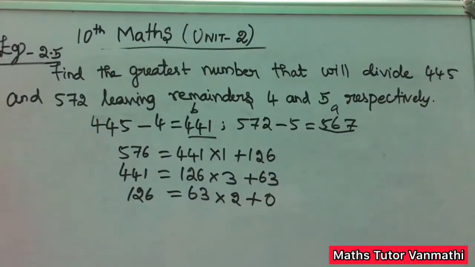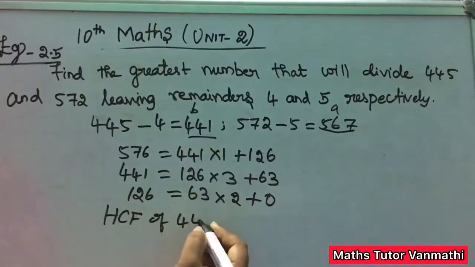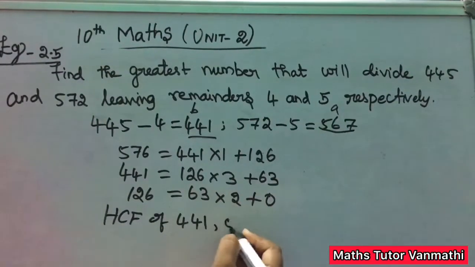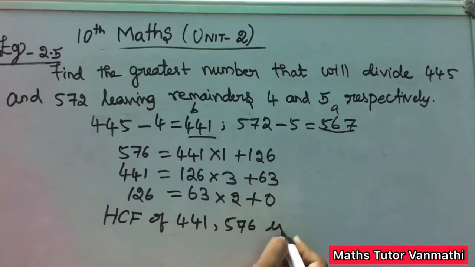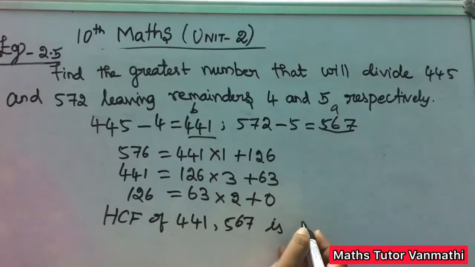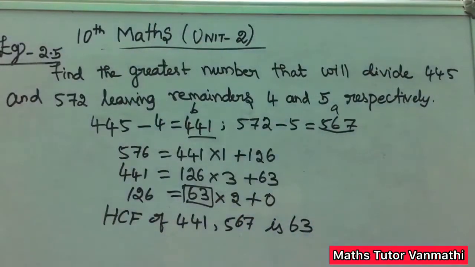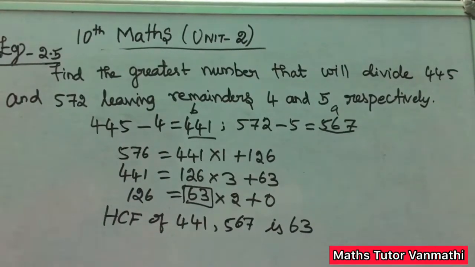So from this we can say that the highest common factor of 441 and 567 is 63. Clear? Understood? Next, example 2.6.